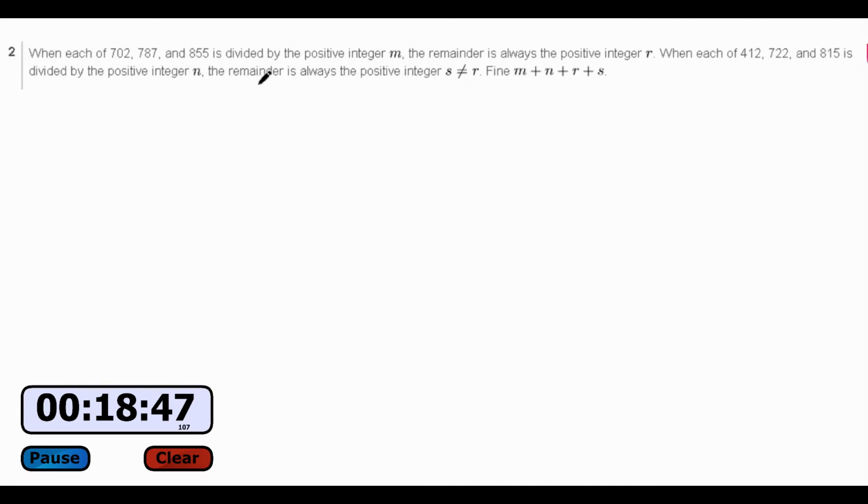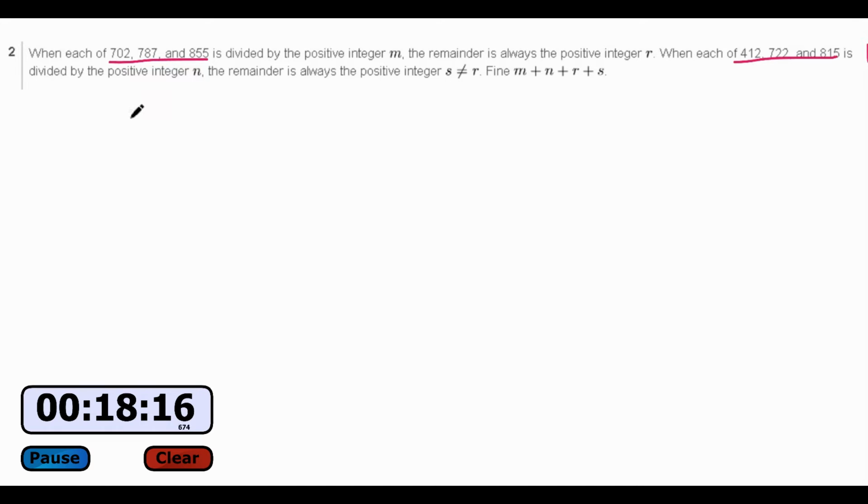Okay, problem number 2. Alright, so if we divide each of these numbers by m, then we get a remainder r. And if we divide each of these numbers by the number n, then we get another remainder s. Then we want to find m plus r plus s. Okay, so if we divide each of these numbers by a positive integer m and get a remainder r, then the difference between two of them divided by m should give a remainder of 0, since the remainders cancel out.